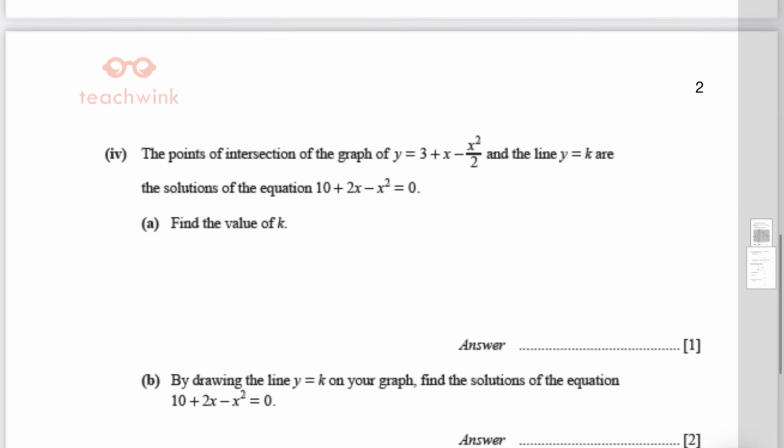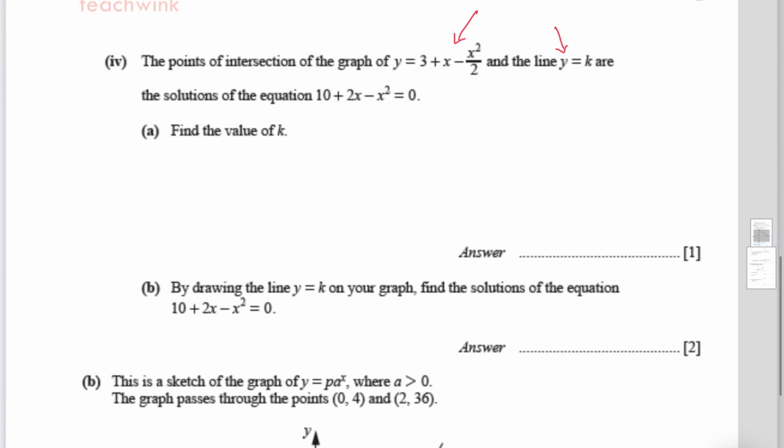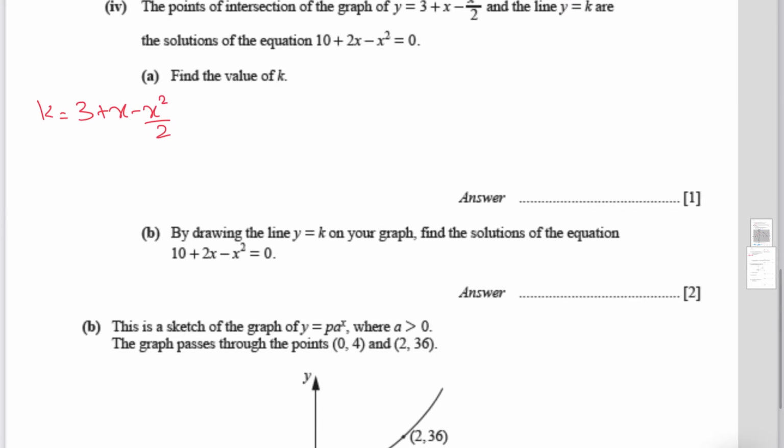Since the two lines, this one and this one, are intersecting, what you do is you set k equal to this equation 3 plus x minus x square over 2. Then you bring all the values on one side, so you find the LCM. The LCM is of course 2. You multiply by the LCM. So you do 2, then you have 6 over here, and you get 2x over here, and x square stays as it is. And then you have k over here. The k gets multiplied by 2.